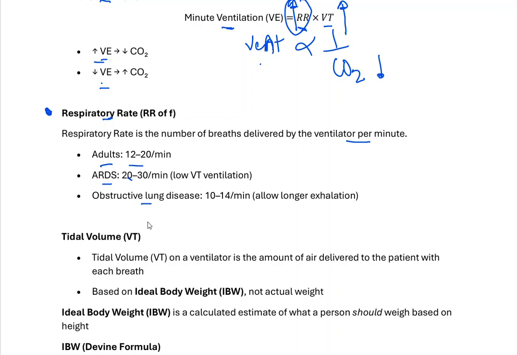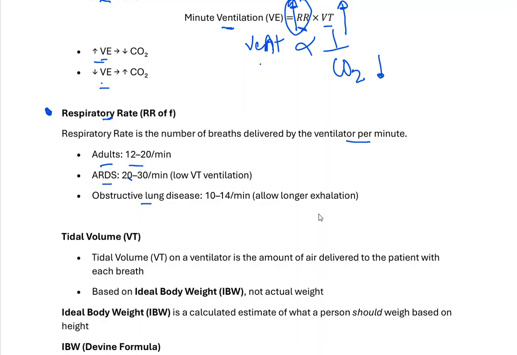And for patients who have obstructive lung disease, like patients who have asthma exacerbation or COPD exacerbation, those are problems with exhalation. So because it's a problem with exhalation, you want to maintain a lower respiratory rate so that will give them more time to exhale. Because if you put them on a higher rate, before they finish breathing out all that CO2, the ventilator will deliver another breath for them. Before they finish breathing out, it delivers another breath. And guess what? They're going to be breath stacking.